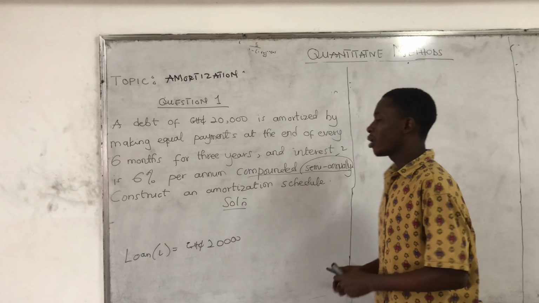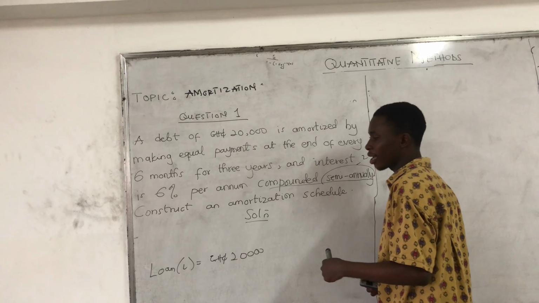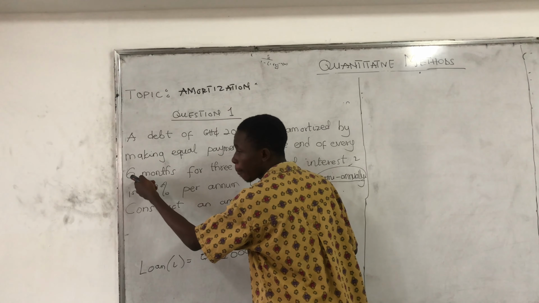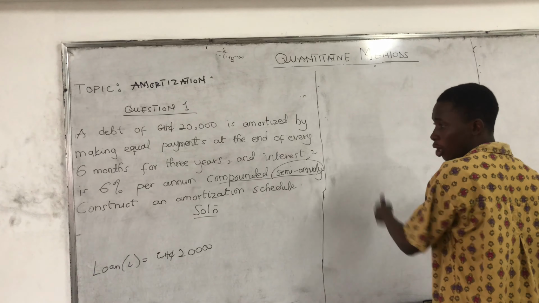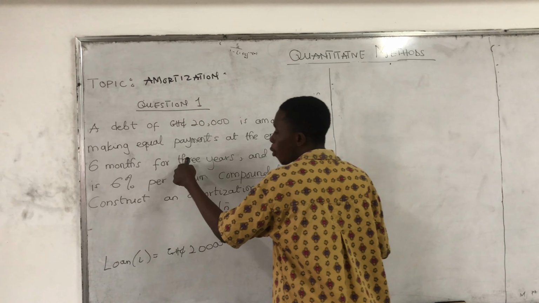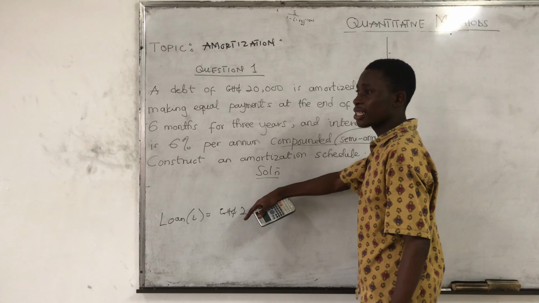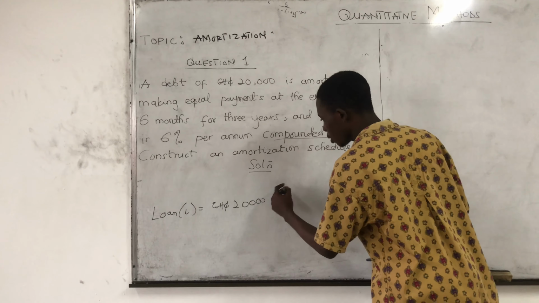With the 6 months and the 3 years, which of them am I going to use for the n in the amortization formula? We use the months to calculate the amortization schedule. Then we use the number of years, the 3 years, in the amortization formula.